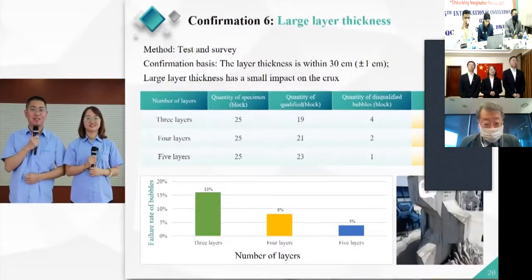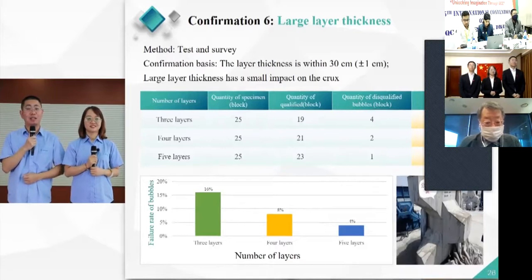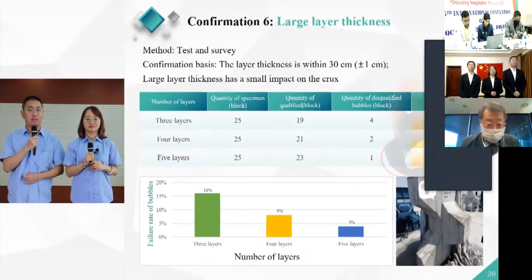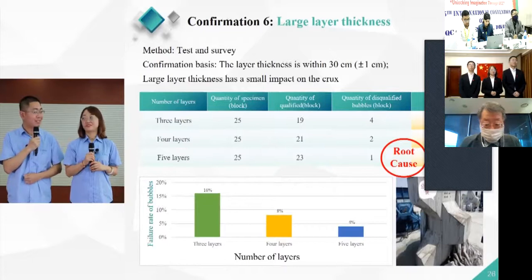Terminal factor 6, large layer thickness. Investigation revealed that the layer thickness was not strictly controlled during layered pouring of coupled blocks. We conducted the pouring test in 3 layers, 4 layers, and 5 layers. You can see that different layer thickness has a large impact on the cracks. Therefore, this is one of the root causes.